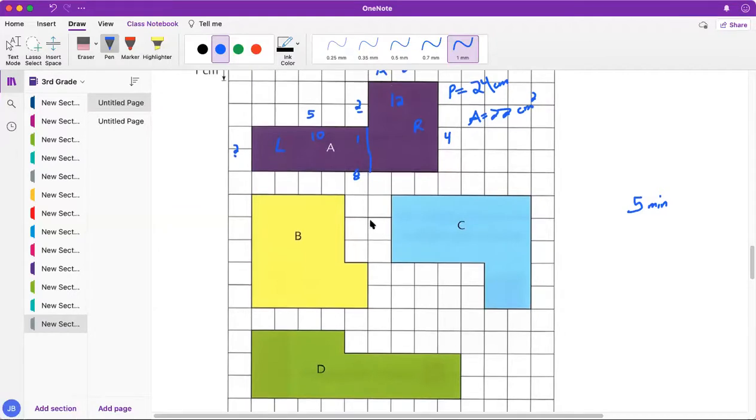So everybody take 5 minutes and find the area of B, C, and D. And if you have time, find the perimeter as well. The area of B is 22 centimeters squared. Okay, so when you get it, throw it in the chat.